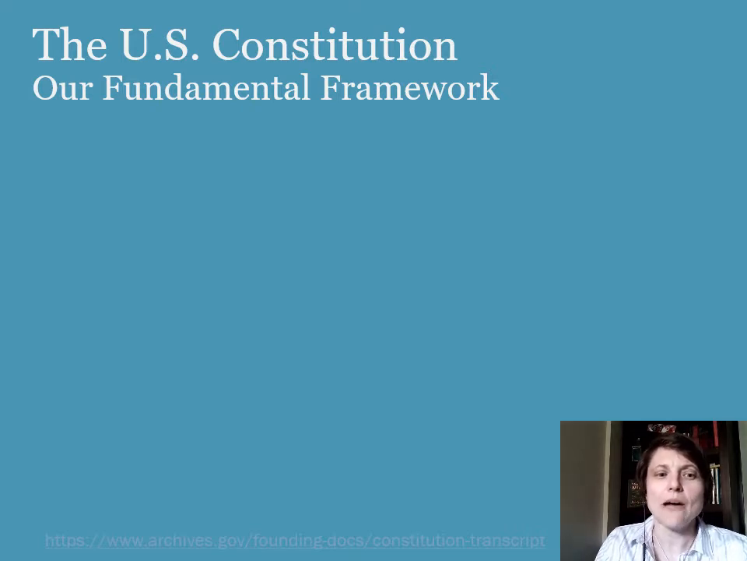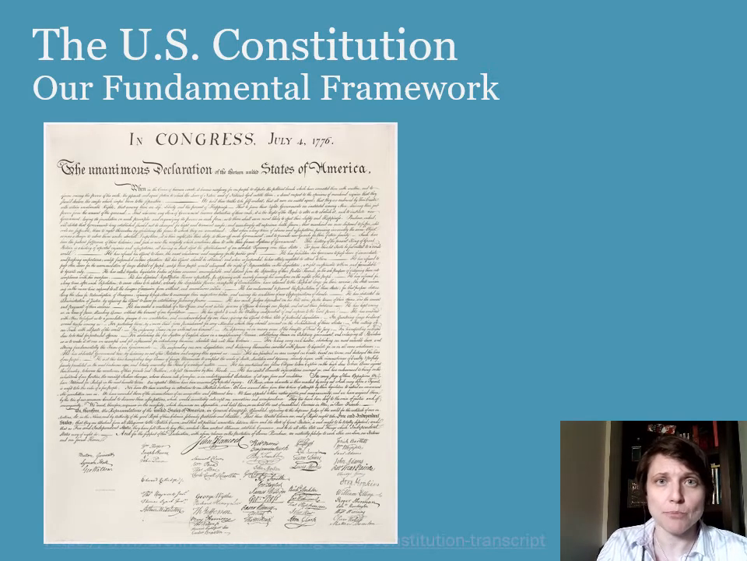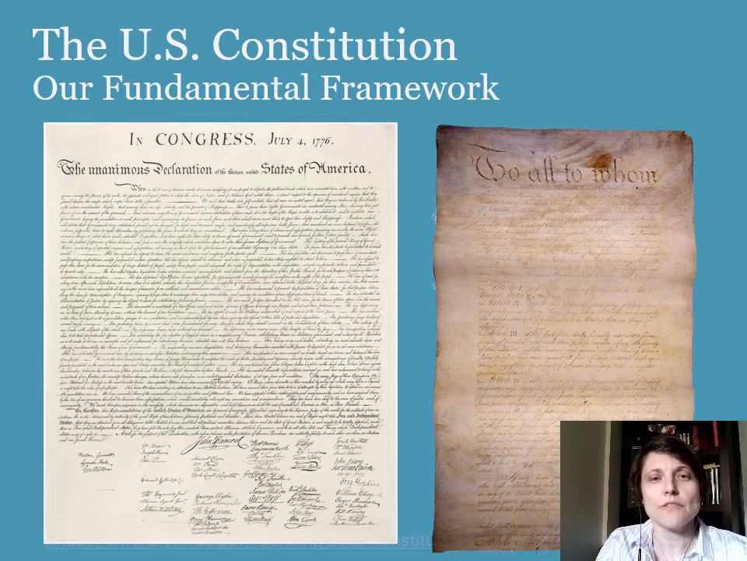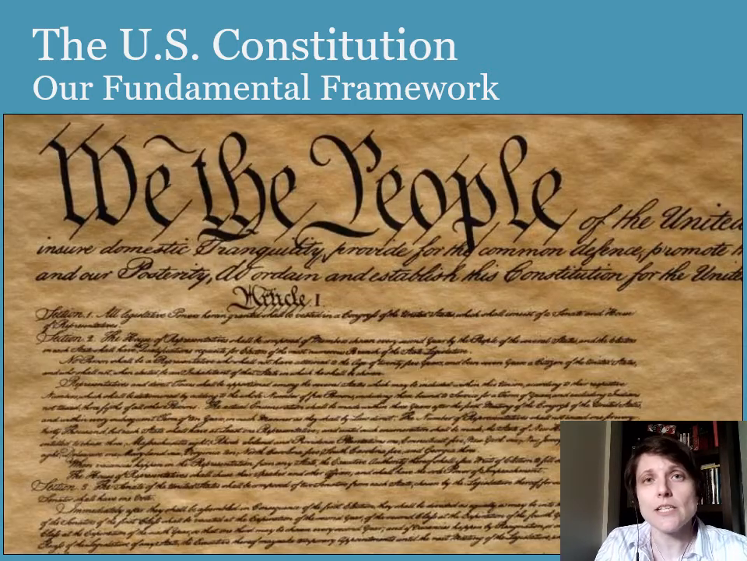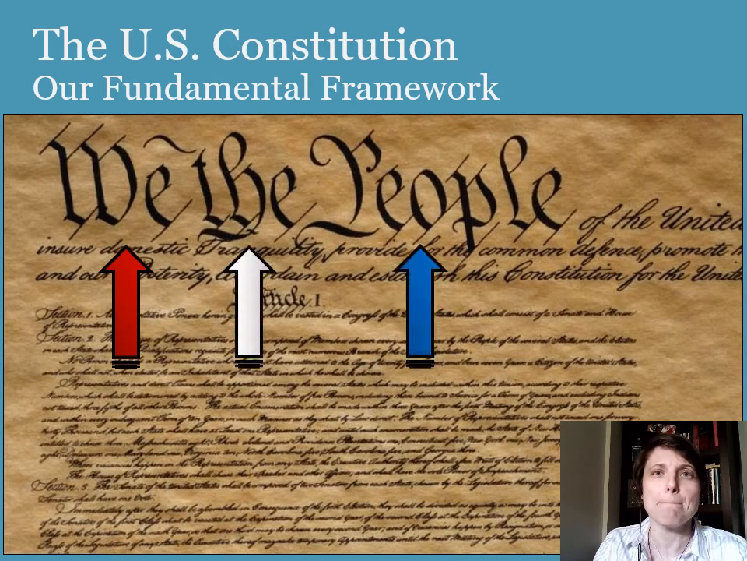That structure is found in the U.S. Constitution, which creates the fundamental framework of our system of government. While the Declaration of Independence broke us away from England and the Articles of Confederation first bound us together as the beginnings of a nation, it's the U.S. Constitution that is our true founding document. The Constitution was signed on September 17, 1787, ratified by the states, and it went into effect in March of 1789.